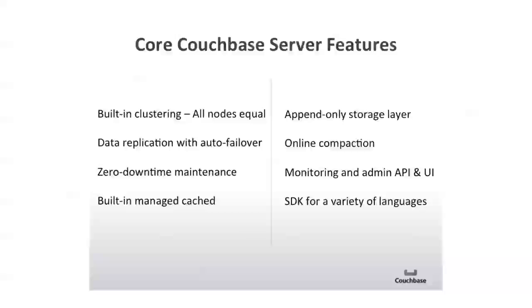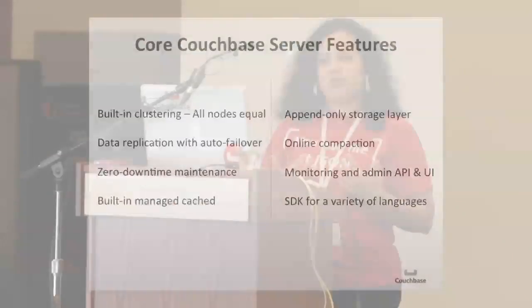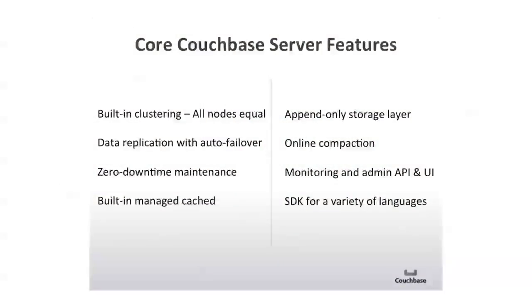A built-in cache, which is influenced by memcached, and an append-only storage tier for faster writes. So what this means is that when you're writing to disk, we always append to the file so that the writes are significantly faster. Compaction, indexing, a lot of operations in production, admin operations are online, so you don't have to take your application down. And we have a great UI along with SDKs to help you monitor and build your application.